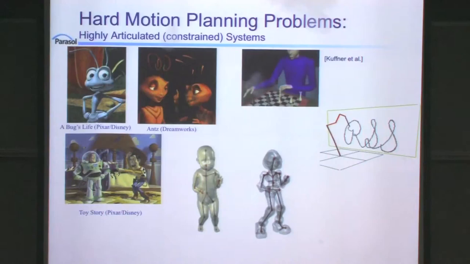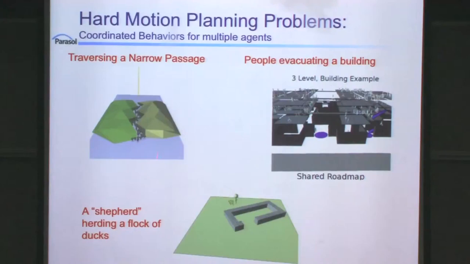In this problem, we have multiple agents. So here we have a whole bunch of agents that are trying to traverse through this narrow passage. Here we have two sets of agents. One, the shepherd, who's trying to herd this set of agents. He's trying to get them in there, and they're just trying to stay together and stay away from him.